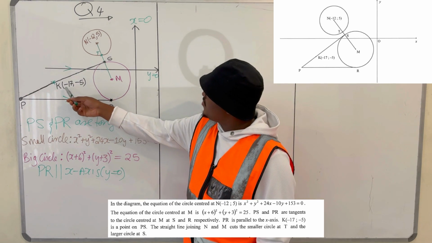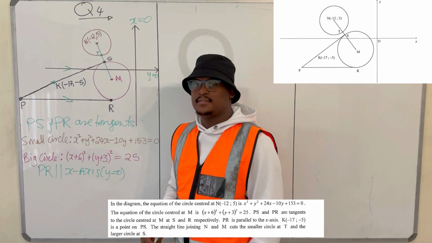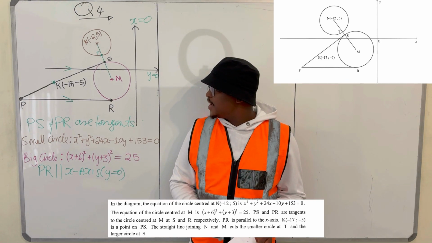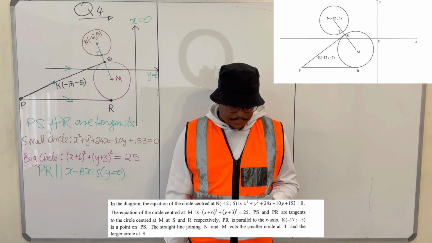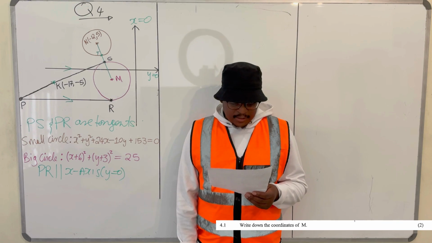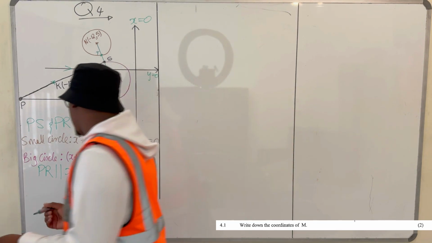And you also have a point K that lies on the tangent PS. So that's what you have, and I think I'm done explaining it. So let's go to the question. The first one is 4.1. They are saying calculate the coordinates of M. So they want us to calculate the coordinates of M at 4.1.